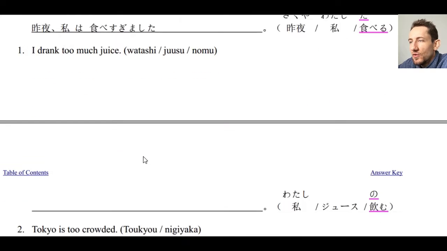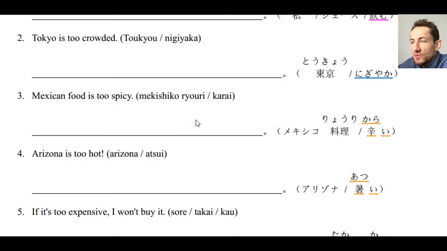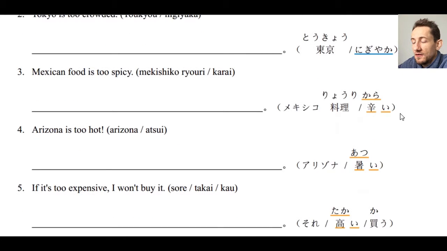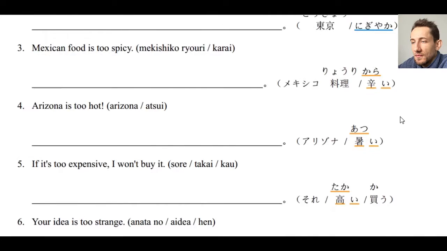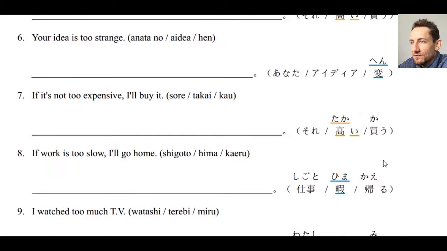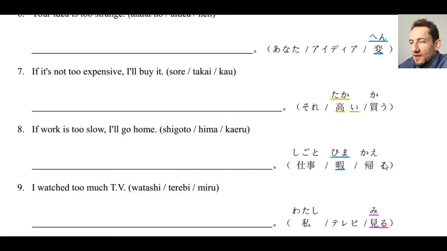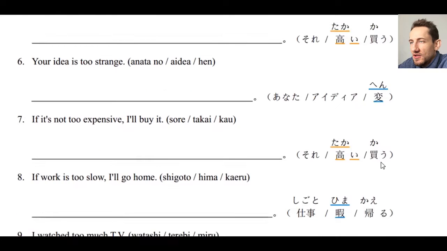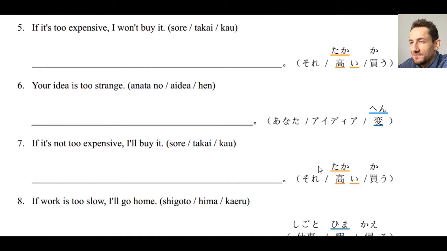So anyway, here we have number 1. I drink too much juice. So translate that. Numbers 2, 3, 4, and 5. Pause the video, translate these. Six, seven, eight, nine. If you can get it in there. And that's it. So now we'll check our answers.